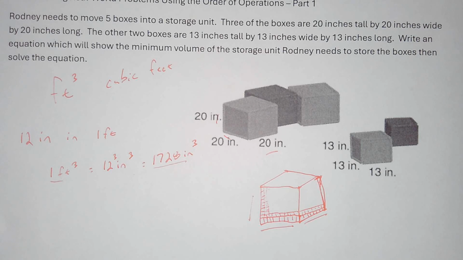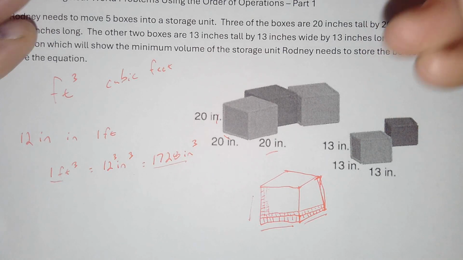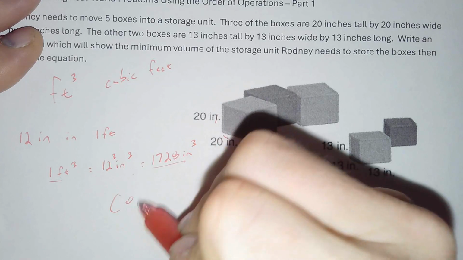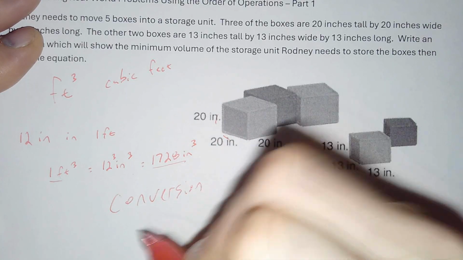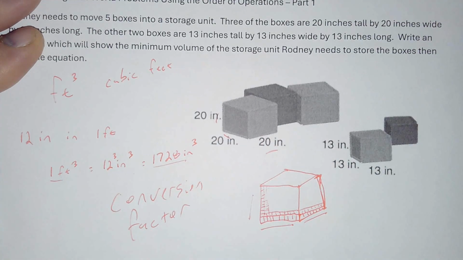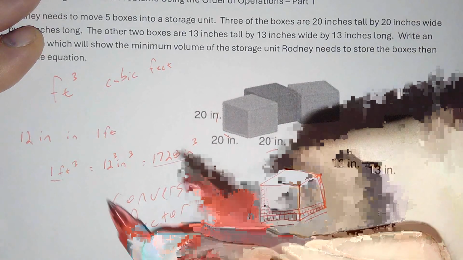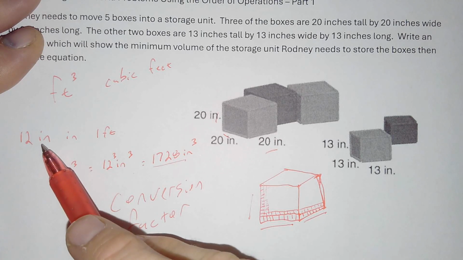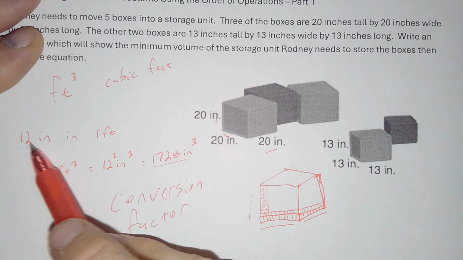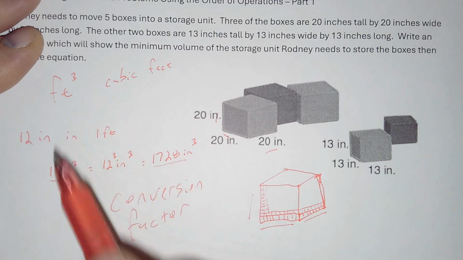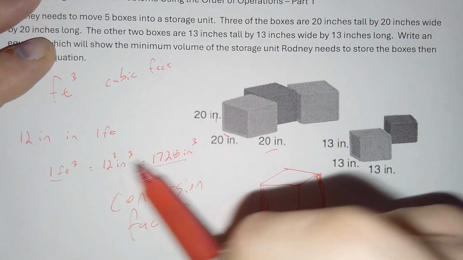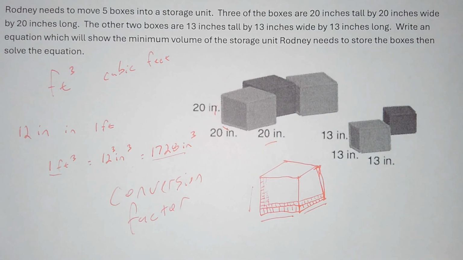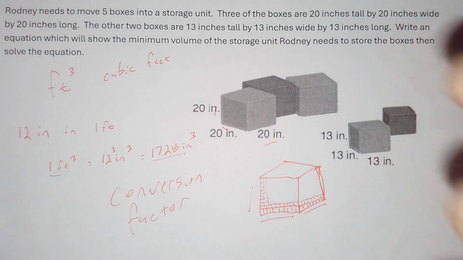All right, so we got past the conversion factor, that's what that's called, by the way, a conversion factor. A lot of the time people just multiply it by 12. That's wrong. You have to multiply by 12 cubed when you're going from a linear measure to a cubic measure, right? So don't make that mistake in life. So anyway, let's write our equation.